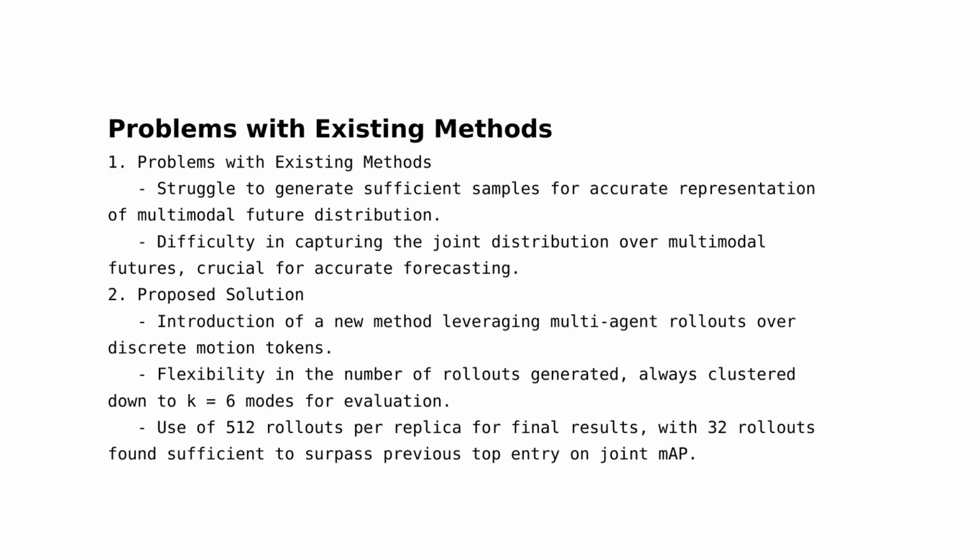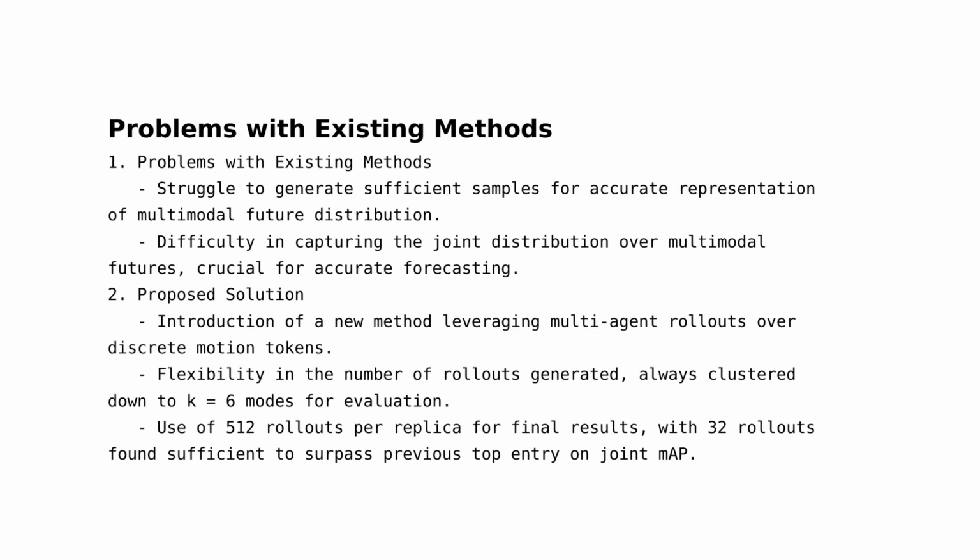The existing methods in interactive motion forecasting have been facing challenges in effectively handling the interactive prediction tasks. These methods often struggle to generate a sufficient number of samples to accurately represent the multimodal future distribution. This limitation is significant as it hinders the ability to capture the joint distribution over multimodal futures, which is crucial for accurate forecasting. The authors of this paper aim to address these issues by introducing a new method that leverages multi-agent rollouts over discrete motion tokens.